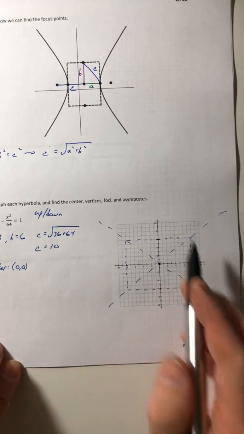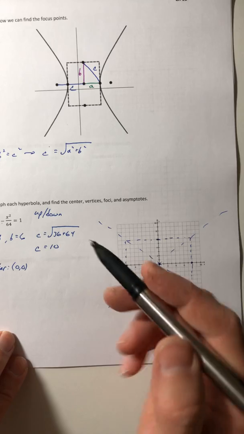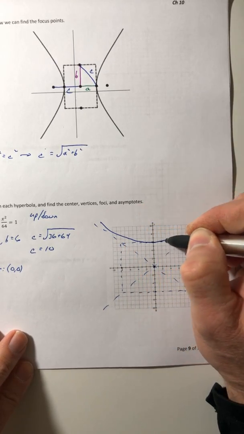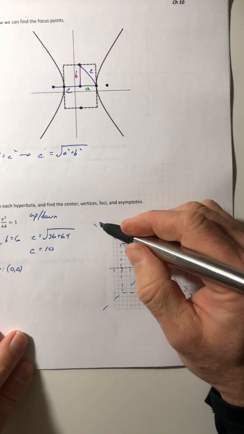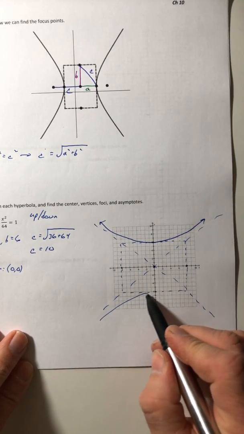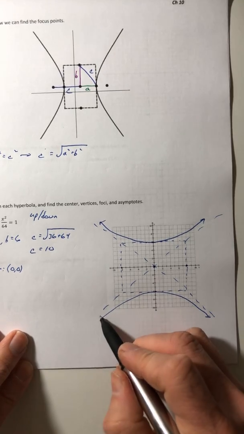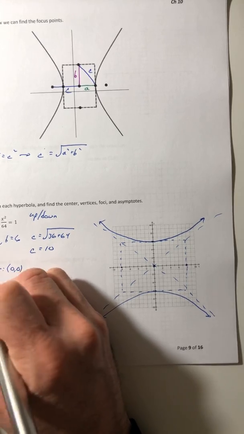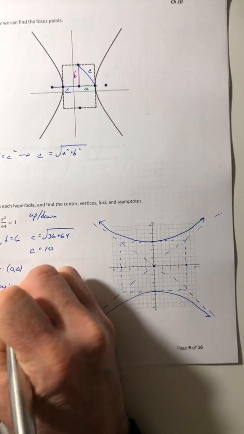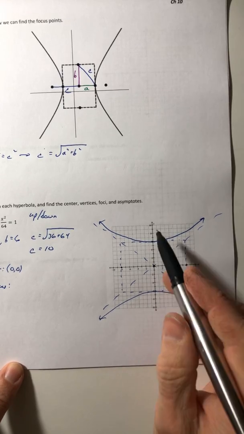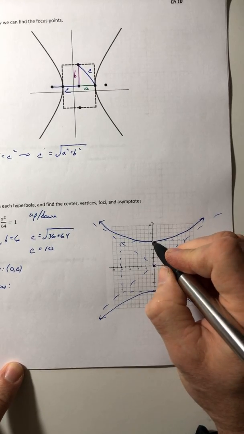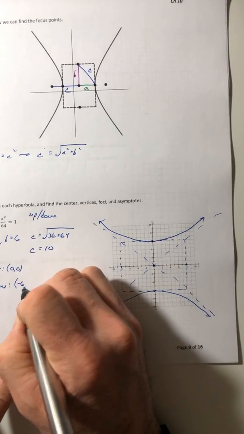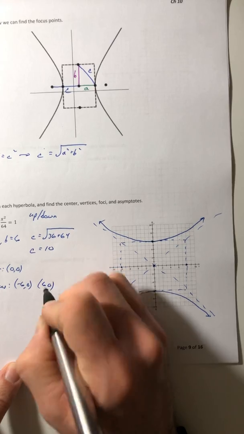Okay, so just based off of this, I guess we should put the curves in. So it's going up and down. And that one. And there's your hyperbola. So your vertices, the vertices are the 2 points that the hyperbola actually intersects. So that would be the ones going up and down. So negative 6, 0, and 6, 0.